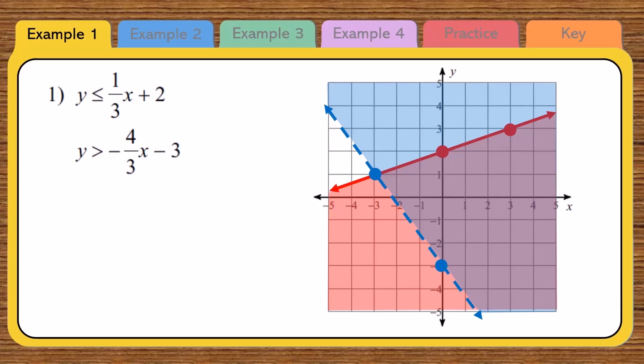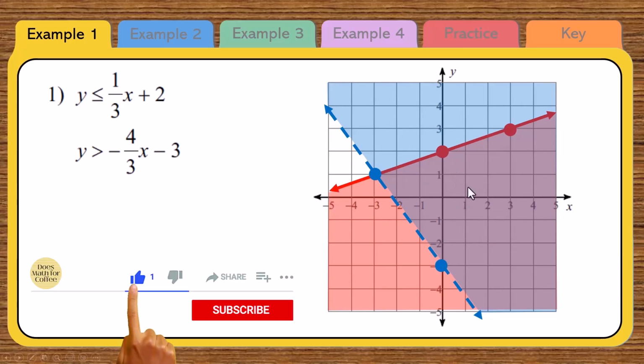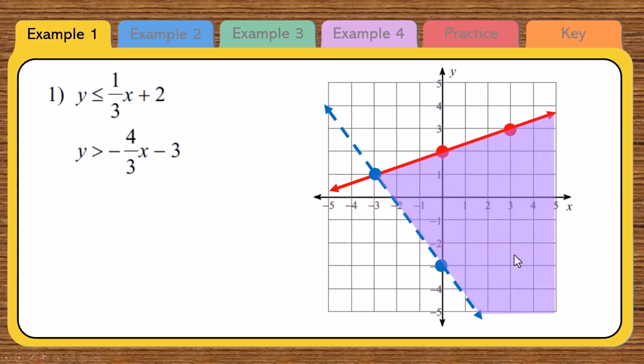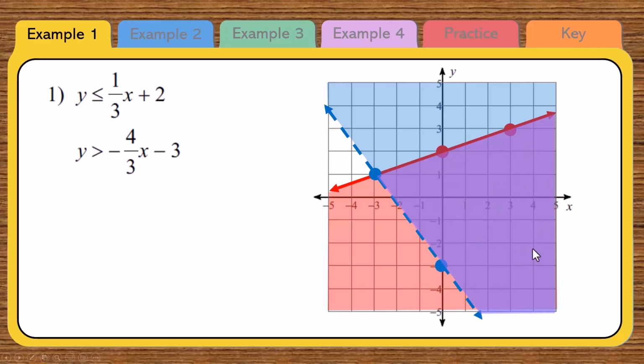Now the part that is our answer is this overlap. All the points that are in this area will work inside of both of these at the same time. This is the answer. You don't have to go back and erase all your stuff. Just make sure this part is shaded darker.